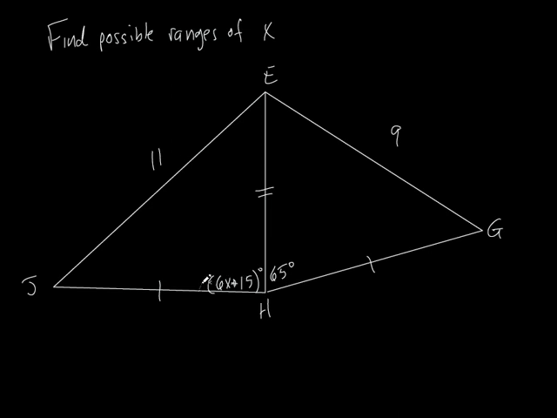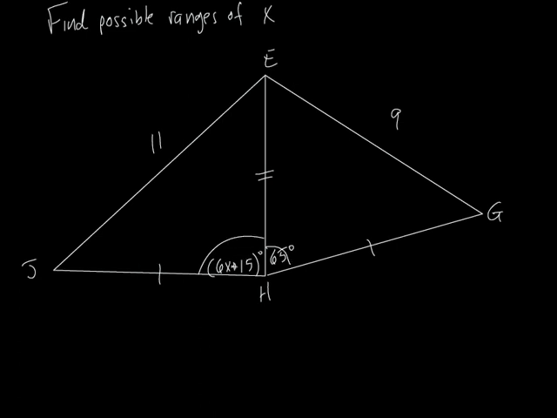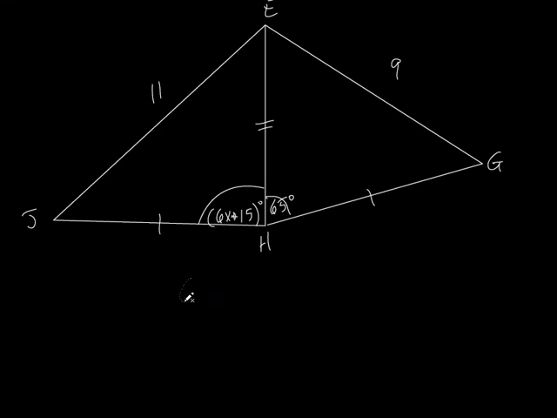So tell me something about this 6x plus 15 compared to this 65. It's greater, right, than 65. Would you agree? So 6x plus 15 has to be greater than 65. Make sense? That's right. And it's less than a straight line, isn't it? So it also has to be less than 180 degrees, doesn't it?